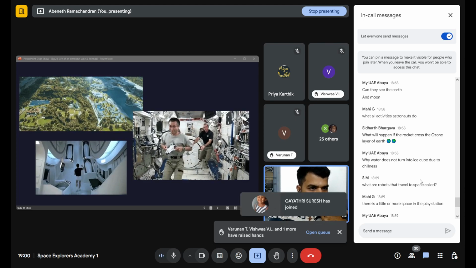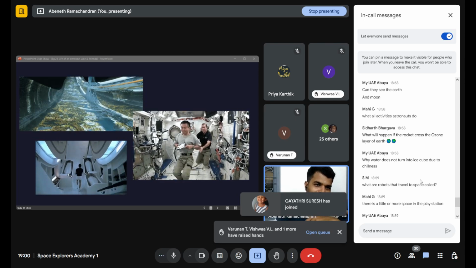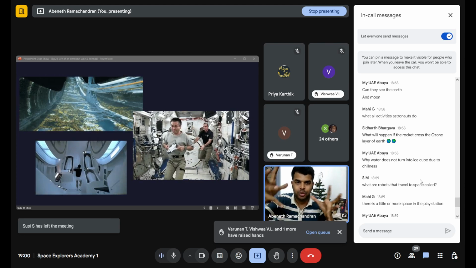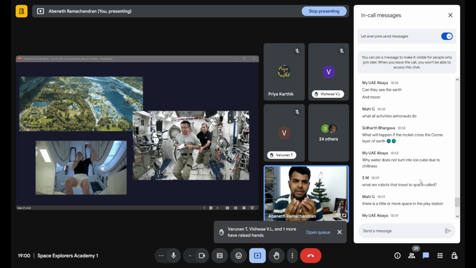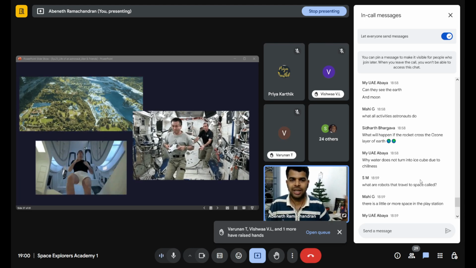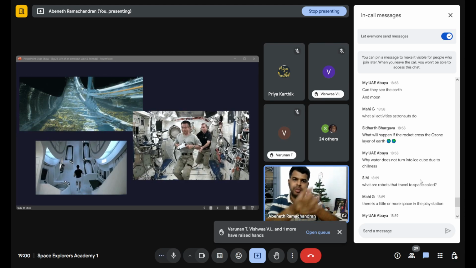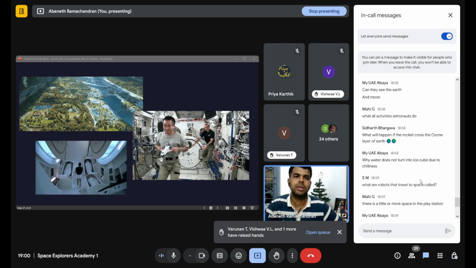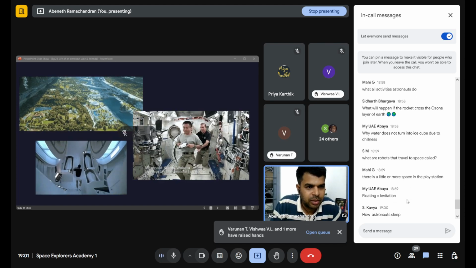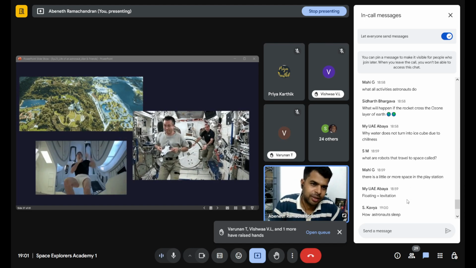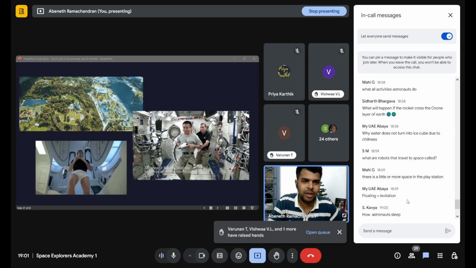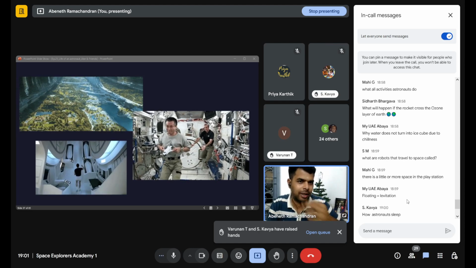Why does water not turn into an ice cube due to chillness? Actually, water doesn't turn immediately into an ice cube because there is no assimilation of a shape. So it changes into a mist, a cloudy mist of ice, that's all. That ice mist can be condensed by suction, and that makes it into an ice cube and ice water, that's all. What are the robots that travel to space called? They are not named yet, but most of them are called quadcopters and helicopters. So someday we'll have a name for them.